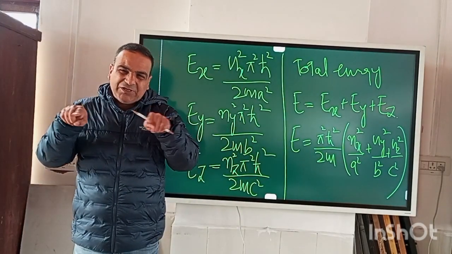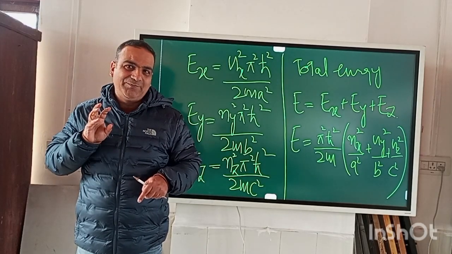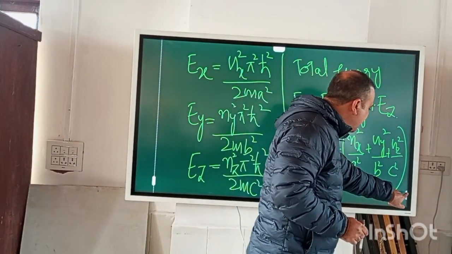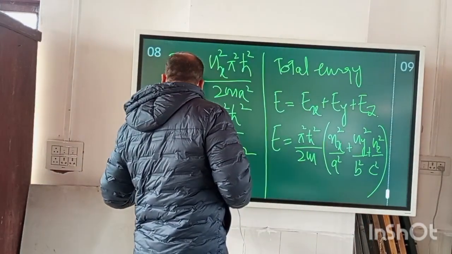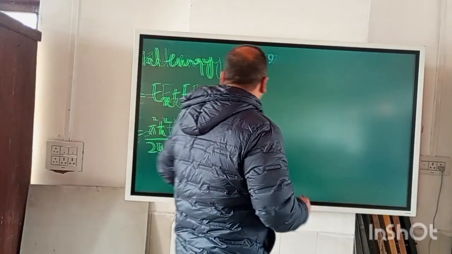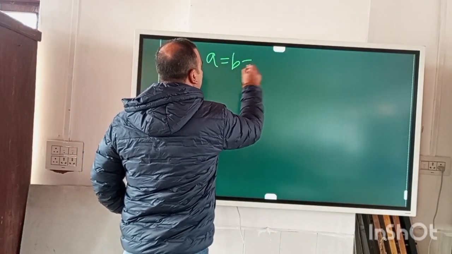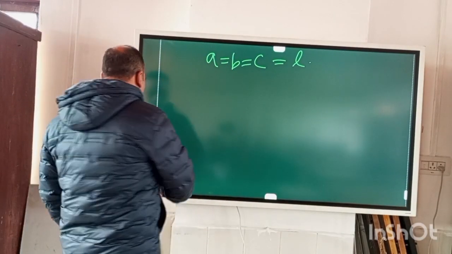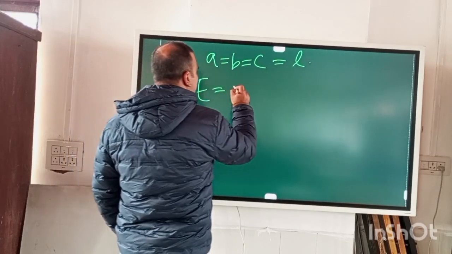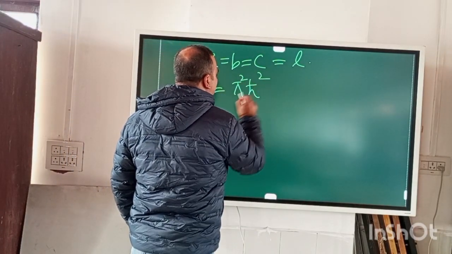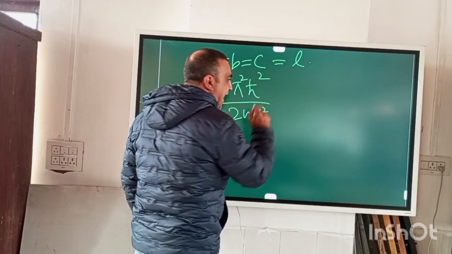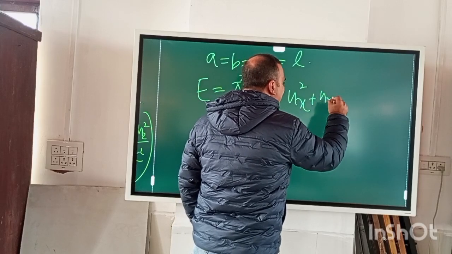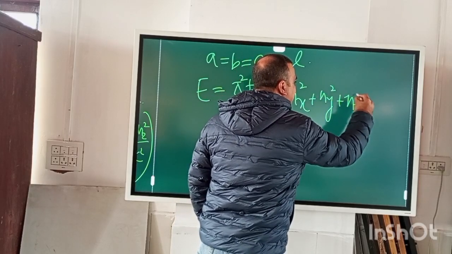Now, if I boil down this problem to a cubical box, because that will give me a simple equation, right? So for a cubical box, if I choose the box is cubical, in that case, a will be equal to b, will be equal to c, will be equal to say L. Right? So what will be E in that case? E will be pi square h bar square by 2m L square. Right? L square is out, okay? Inside you will have nx square plus ny square plus nz square.